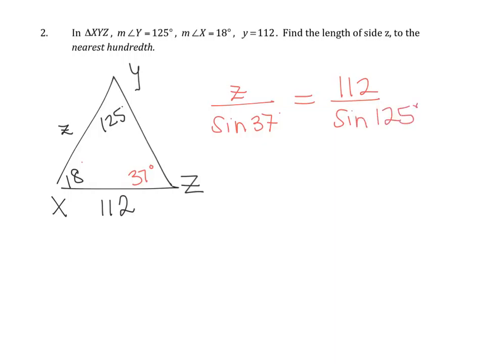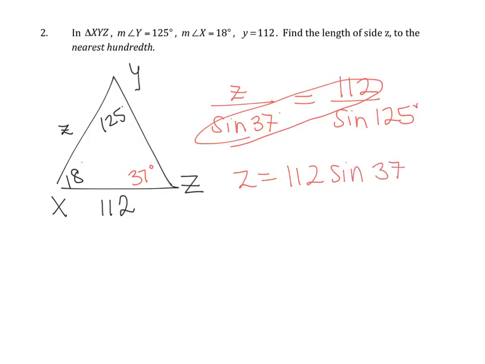So I want to isolate Z. I'm going to keep it to the left and cross multiply these two. And this is how I'm going to put it into my calculator. And in effect, we'll get what the value of the length of the side for Z is to the nearest hundredths. And that is 82.28.